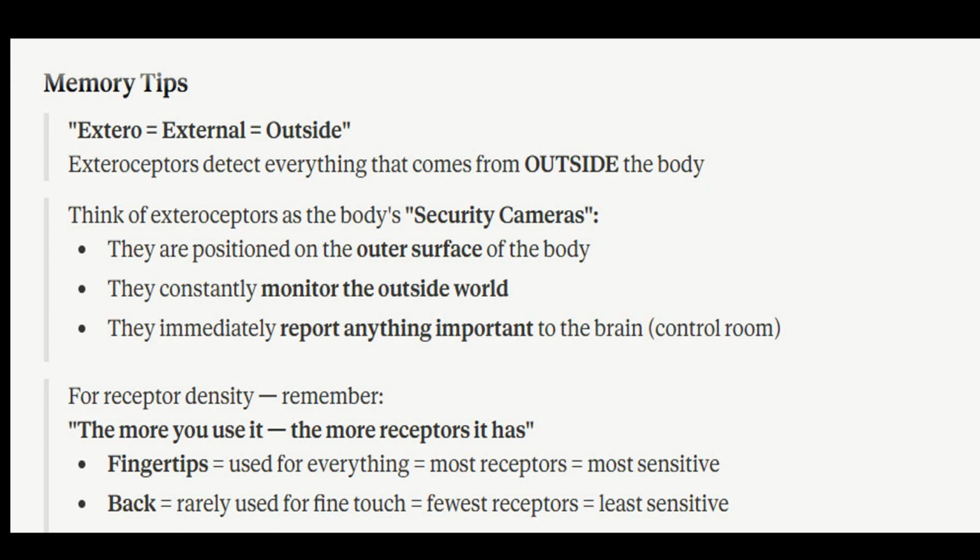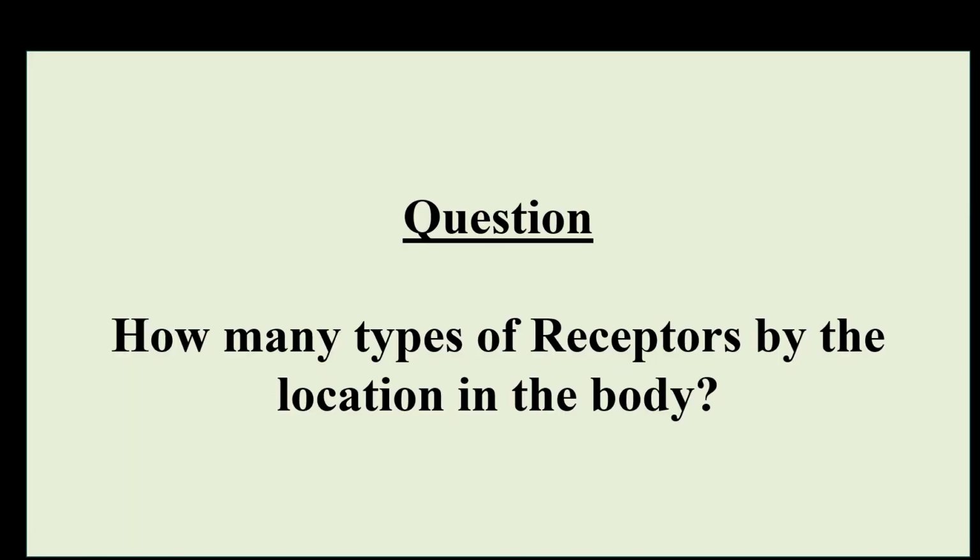Now in the next session we will talk about the next type, but before that you have to answer one question, and today's question is very simple. How many types of receptors are there by location in the body? One we have already covered, so you just need to answer all the types. How many types? It would be better if you can also name them.